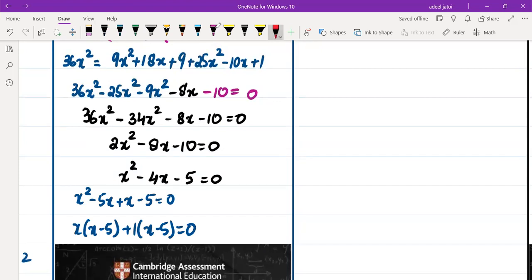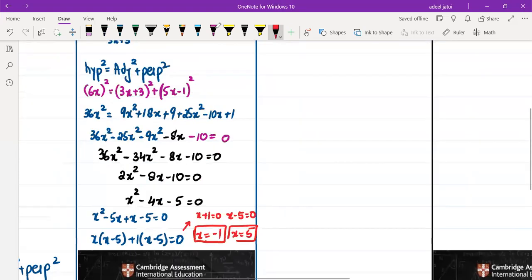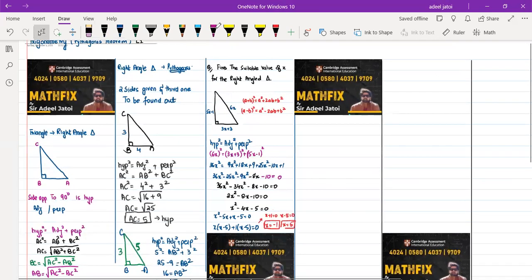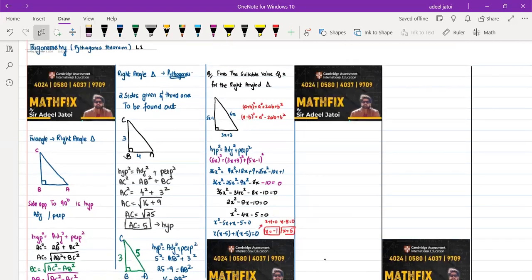So now you know that there are two answers to this. One is x plus 1 equal to 0 and the other one is x minus 5 is equal to 0. The answer to this would be x is equal to minus 1 and x is equal to 5. So this type of question is the algebraic form of Pythagoras theorem that can be tested in the paper, and it has been tested at various occasions. The examiner has tested the algebraic form of Pythagoras theorem as well.